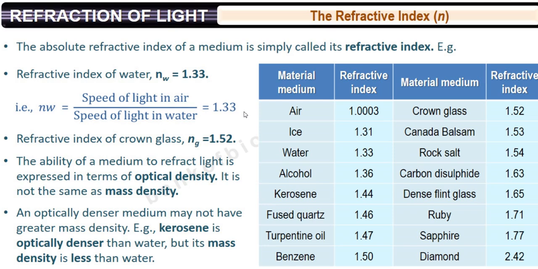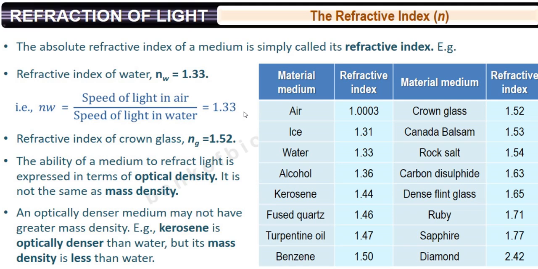It is not the same as mass density. So what is the ability of a medium to refract light? It is expressed in terms of optical density. An optically denser medium may not have greater mass density. Example, kerosene is optically denser than water, but its mass density is less than water.